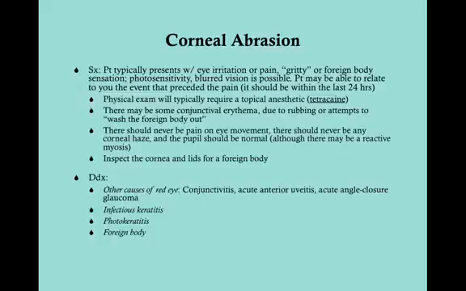Also, there should never ever be corneal haze. That's going to point you more towards a keratitis. This is just on the outside, so there shouldn't be anything inside the cornea. And the pupil should be normal, although sometimes there can be a reactive miosis, but in general it has normal reactivity. You should also inspect the cornea and lids for a foreign body. A lot of times foreign bodies will be darker. They may sit around the iris, so definitely inspect the cornea, because there might indeed be a foreign body that's present rather than an abrasion.